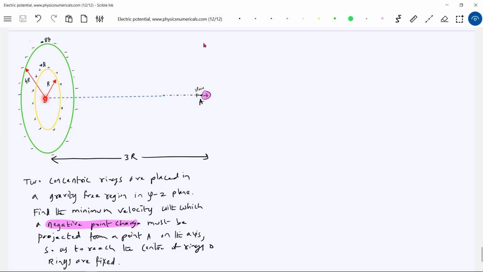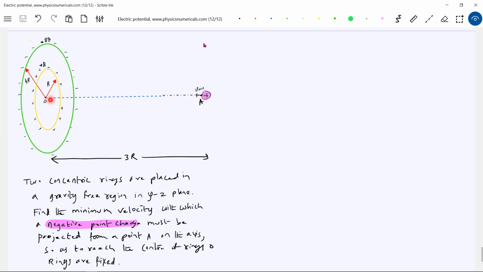The one basic condition is what he has given. This is the axis of the ring, from where it should be projected along the axis of the ring, so that it reaches the center of the rings. The rings are fixed; they are not free to move. How do we get this? Shall we apply conservation of mechanical energy between these two?